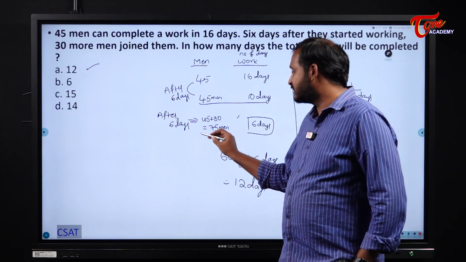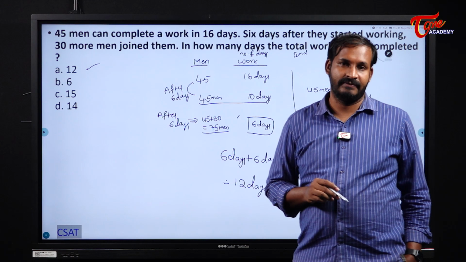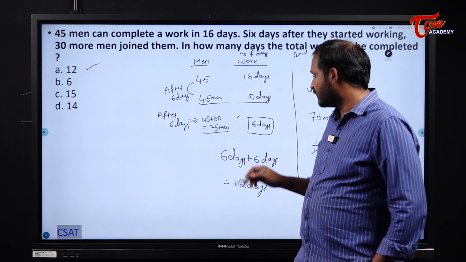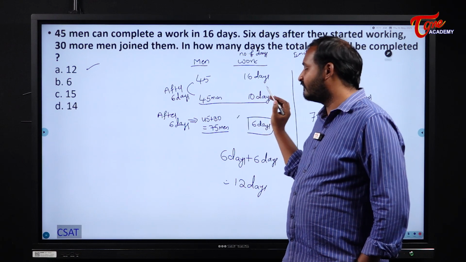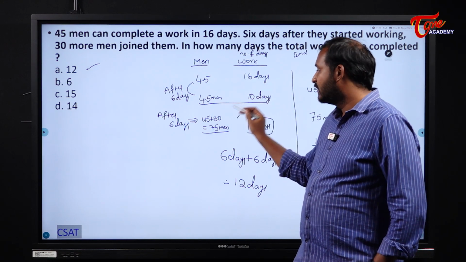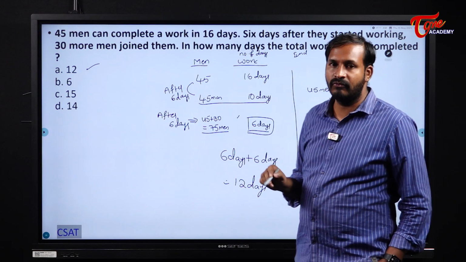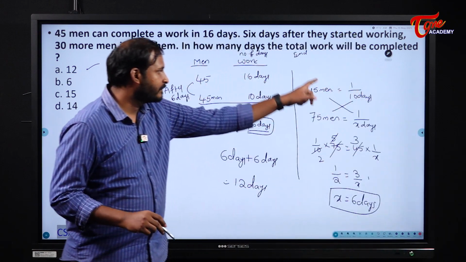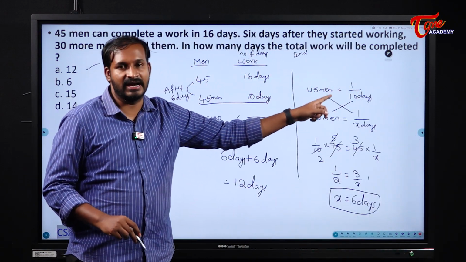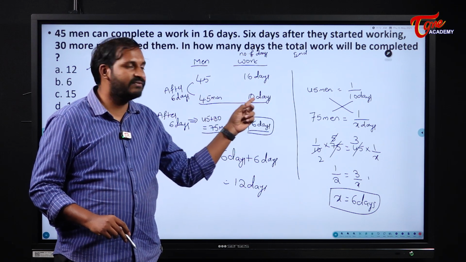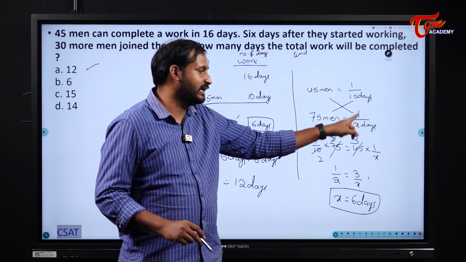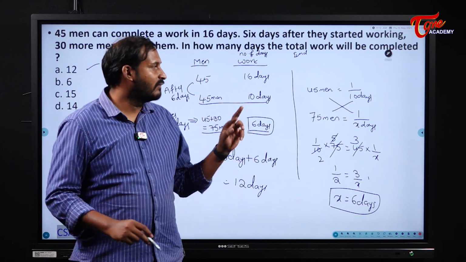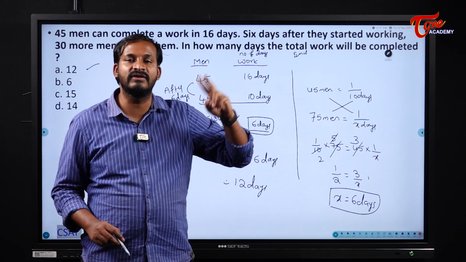That means the new capacity became 75 men. These 75 men will do this work. The work done by 45 men in 10 days, they will do the same work in just 6 days. How? This is the process. Write the relation in the inverse manner. Don't write it directly, 45 men is equal to 10, 75 men. Please write it inversely related. Why? Because the number of men and days are inversely related.